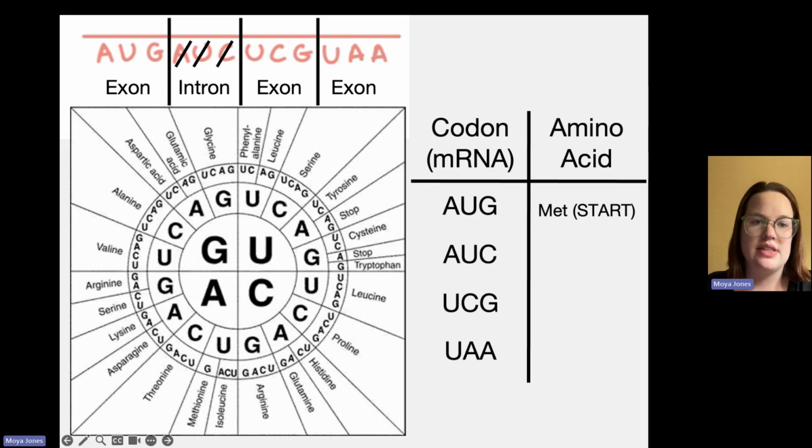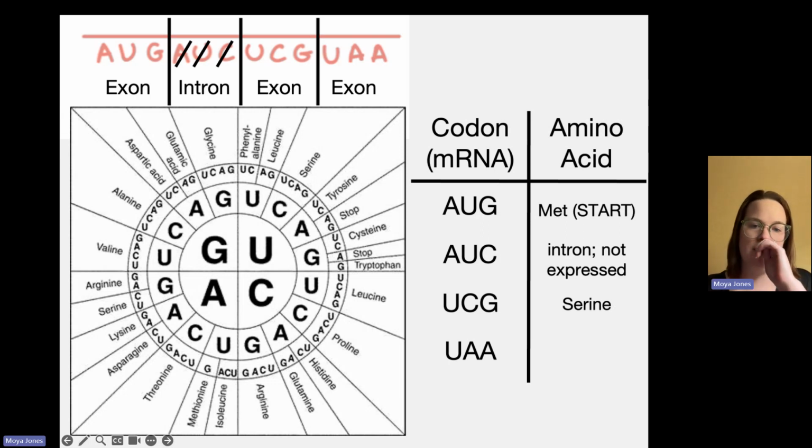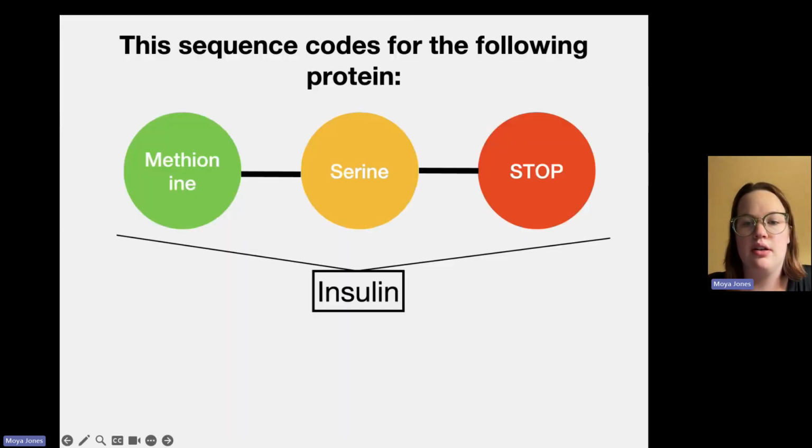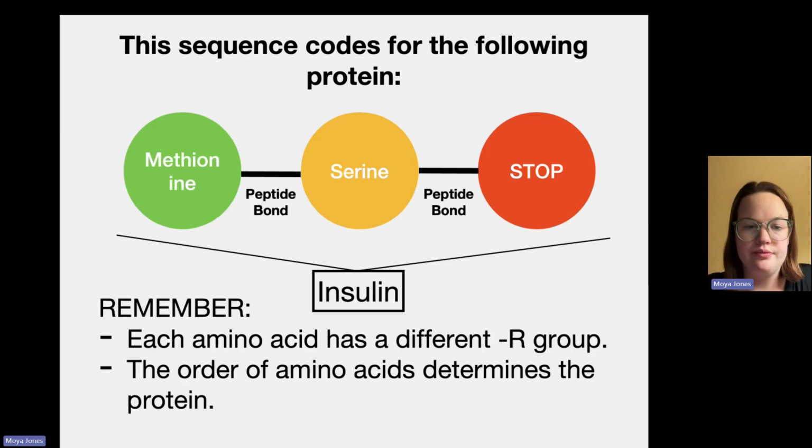Then we notice that AUC is an intron, so it will not turn into an amino acid. UCG is an exon, and we go to our chart. UCG codes for serine. And then our last exon is UAA, which codes for stop. That is a stop codon, which gives us the information that the protein is now done. So these are our amino acids that would make our protein.